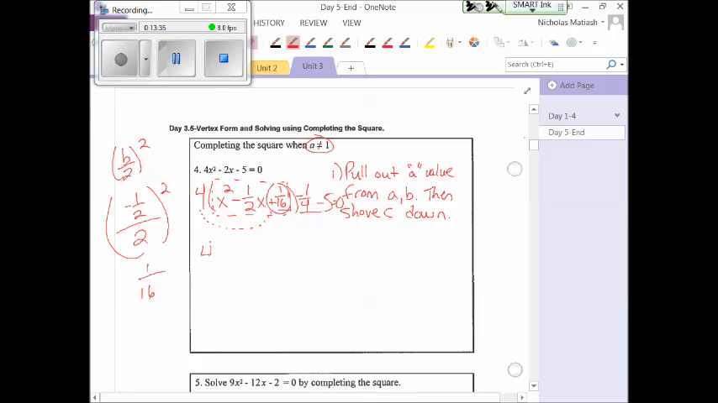So then it would become 4, and then x minus 1/4 squared. That's because negative 1/2 divided by 2 is negative 1/4. Then you've got negative 1/4 minus 5, which I believe is negative 21 over 4. That's equal to 0. Again, still getting a little bit weird, but we're getting there. Start solving. So add 21 over 4 to both sides. Looks like this.